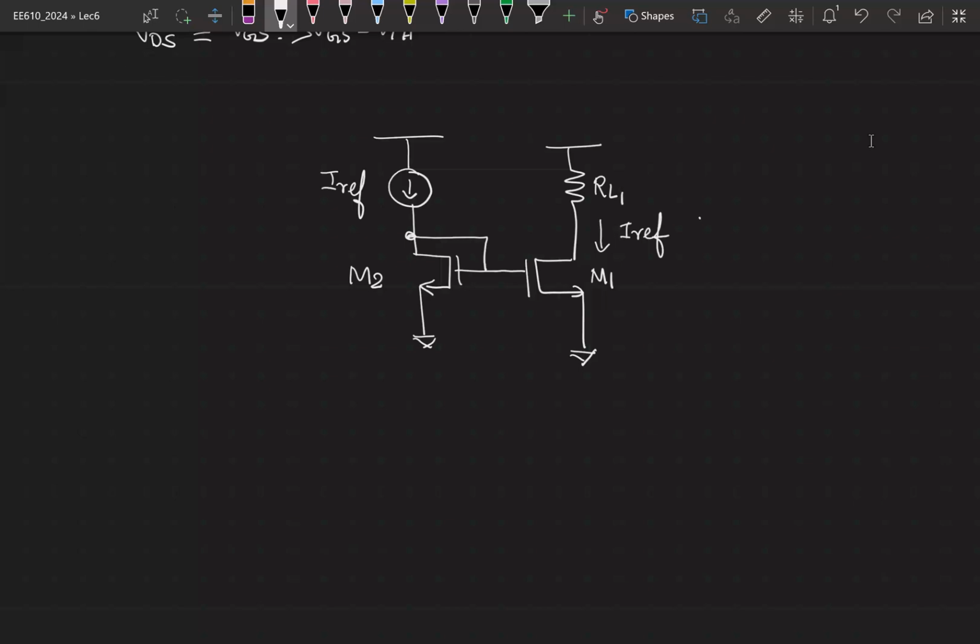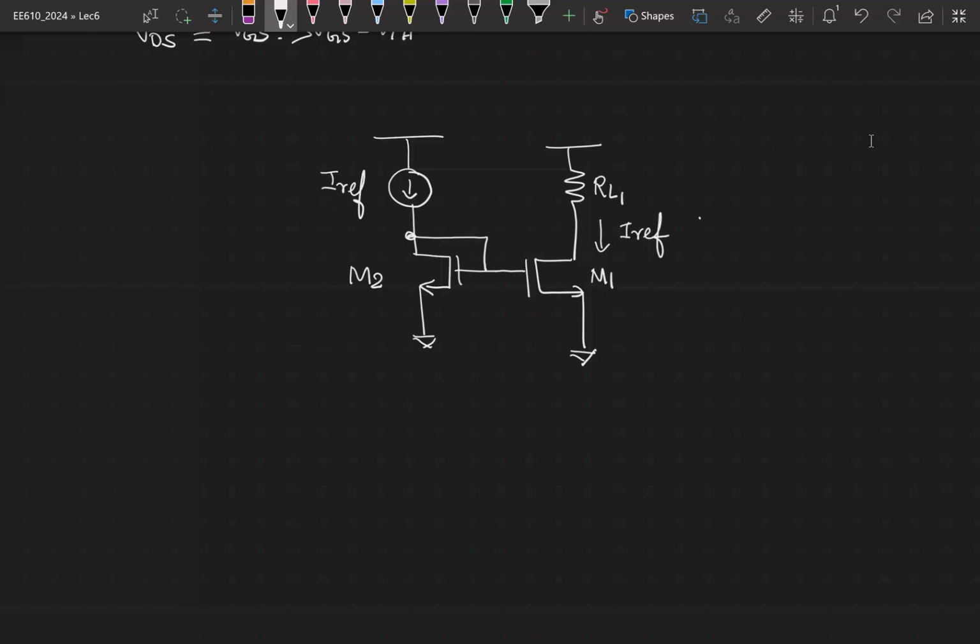I'm assuming that both of them have the same W by L, so two identical transistors. So the same IRF is going to flow through M1 provided the channel length modulation is negligible, because your drain current is a function of both VGS as well as VDS. If the channel length modulation is negligible, then the effect on the current due to VDS is very small. For now we will assume that the channel length modulation is negligible. Then the same IRF is going to flow through M1. So I have biased my M1 with a very smart battery.